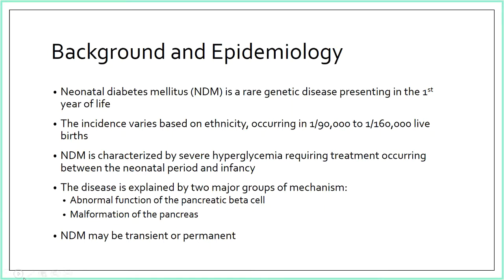So let's talk a little bit about background and epidemiology of neonatal diabetes mellitus. This is a rare genetic condition presenting in the first year of life. The incidence varies based on ethnicity, and it occurs in about 1 in 90,000 to 1 in 160,000 live births. Neonatal diabetes mellitus is characterized by severe hyperglycemia requiring treatment, and it occurs between the neonatal period and infancy. Most commonly, it's presenting before 6 months of age. The disease is explained by two major groups of mechanism: abnormal function of the pancreatic beta cell or malformation of the pancreas. And neonatal diabetes mellitus, interestingly, may be transient or permanent.